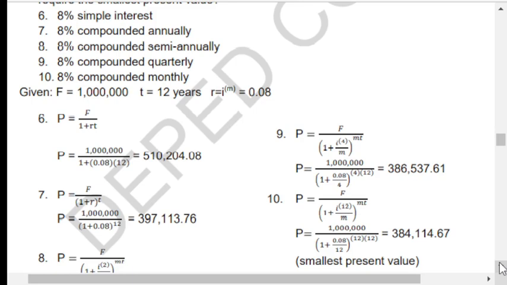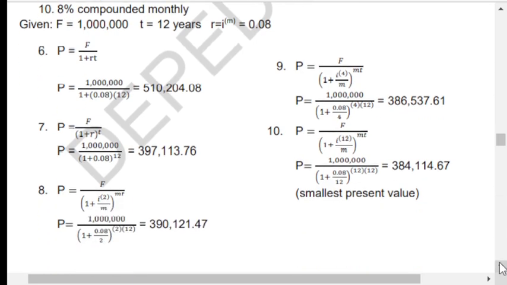And then, for number 7, it's compounded annually. So it is equal to 1 million divided by open parenthesis 1.08, exponent 12. Answer is 397,113.76.